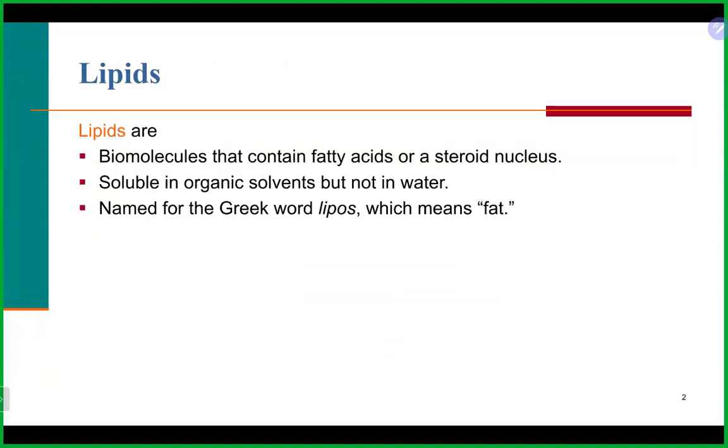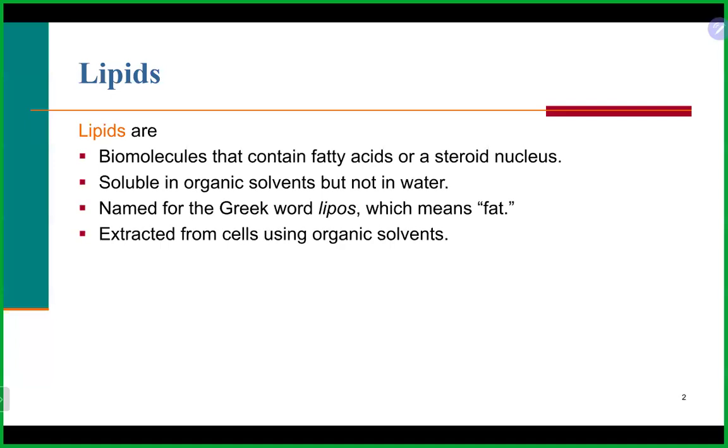Lipids are biomolecules. They contain a couple of different parts, and we're going to go through the different parts of lipids. They contain either fatty acids or a steroid nucleus, which we'll take a look at a little later in this chapter. They are soluble in organic solvents, but not water. And as we'll see, they're mainly made up of pretty long chains of carbons and hydrogens. So they have a very big nonpolar part, which is not going to work well with water, which does hydrogen bonding.